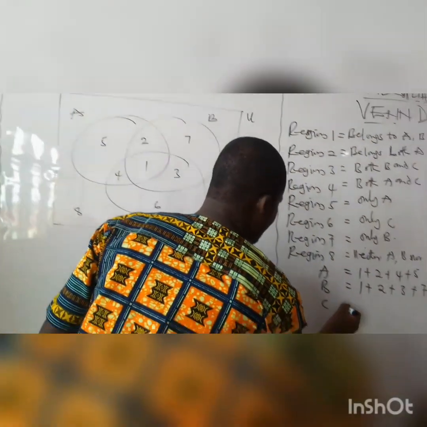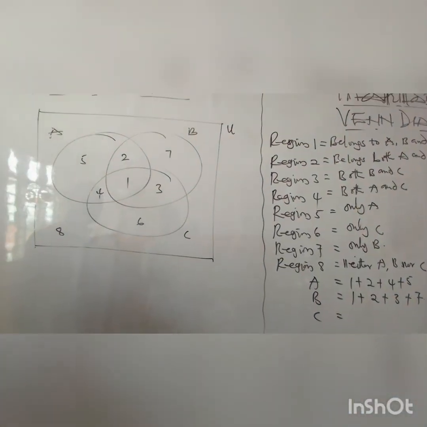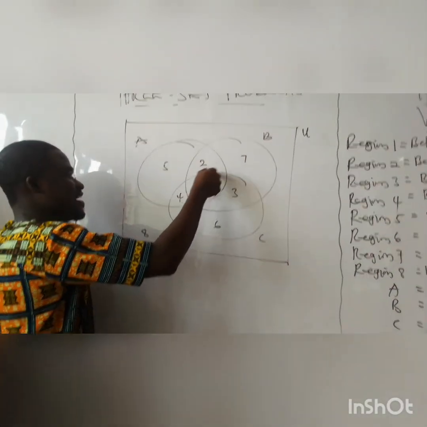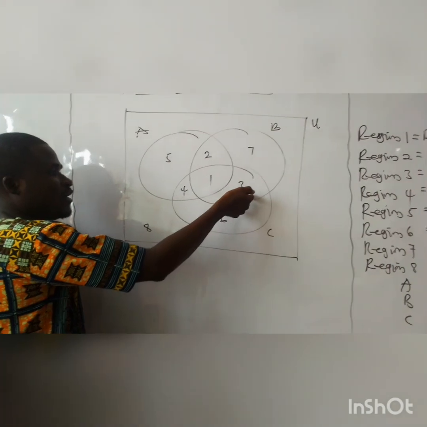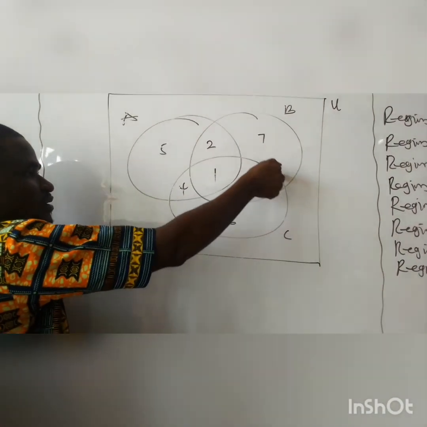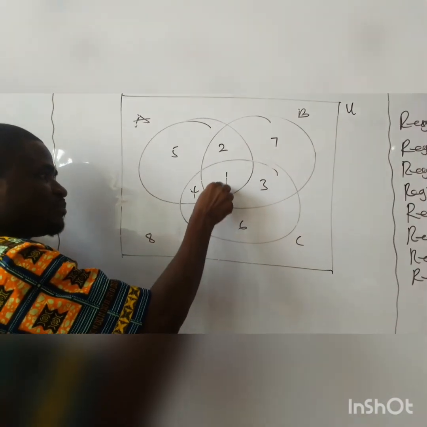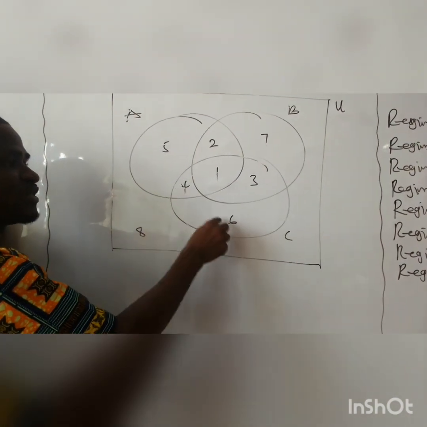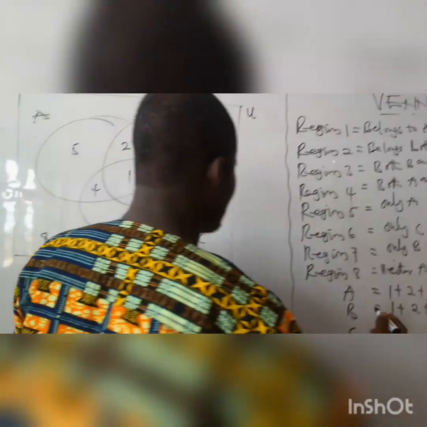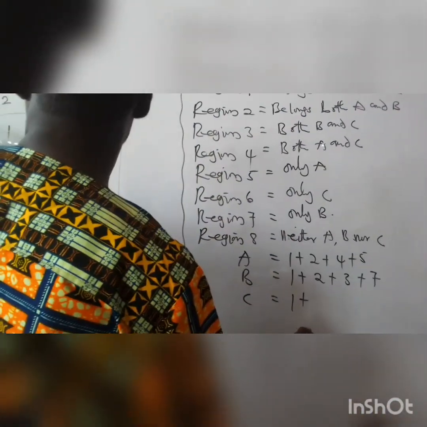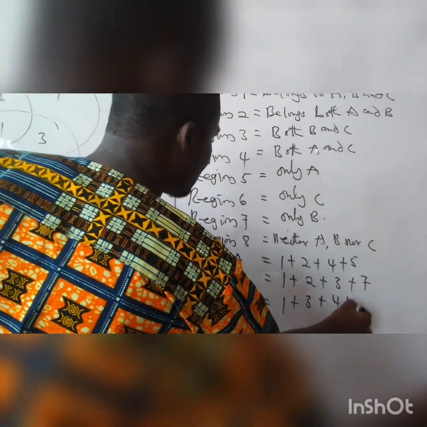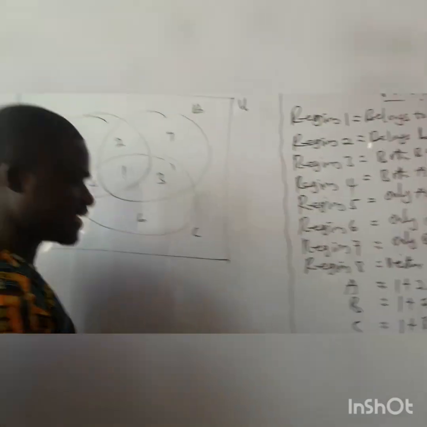Let's go to C. Now C, it will take this part here, so all the figures here. So region 1 plus region 3 plus region 4 plus region 6 will give us C.